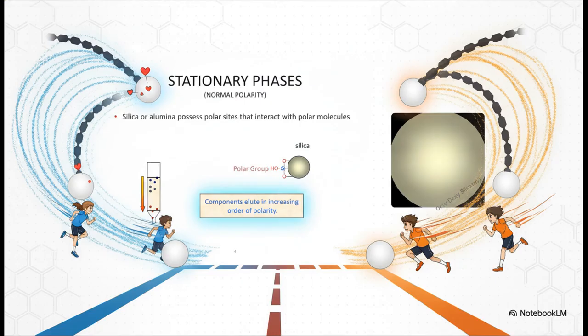On one hand, normal polarity silica possesses these polar sites that readily interact with polar molecules, essentially grabbing onto them to slow them down. But if we take those exact same polar sites and cap them with non-polar groups like octyldecyl siloxane or C18, well, suddenly they interact strongly with non-polar molecules instead. We've completely changed the friction points on the track, which completely alters the elution order of our runners.